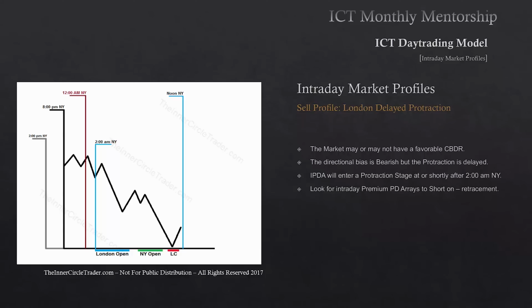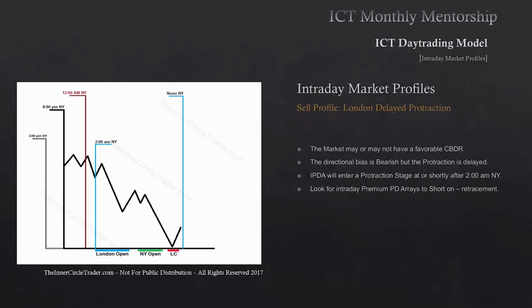When do you look for that? When the market does not create that 12 a.m. New York time rally. In other words, the price does not go into a protractionary stage higher after midnight. It just rolls over, goes soft, and just makes a progressively lower move going into 2 a.m., not a problem.